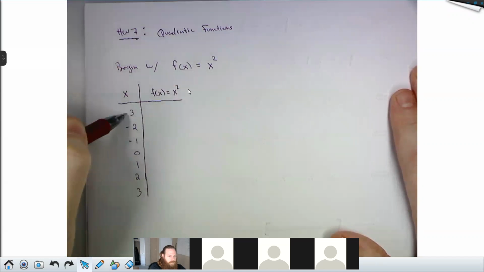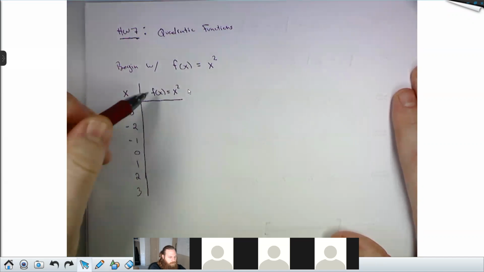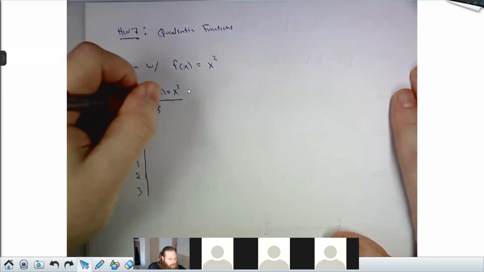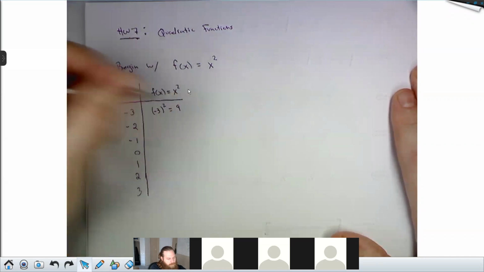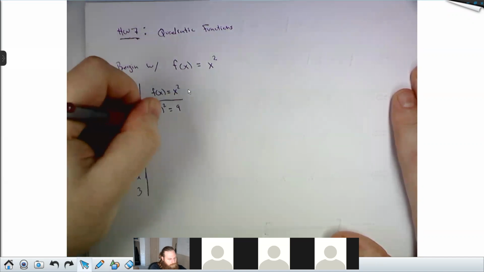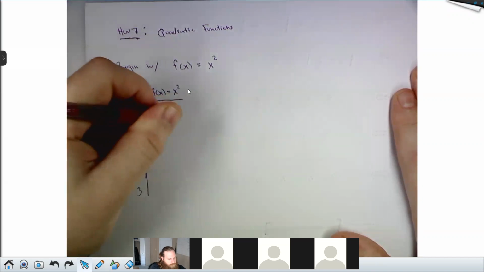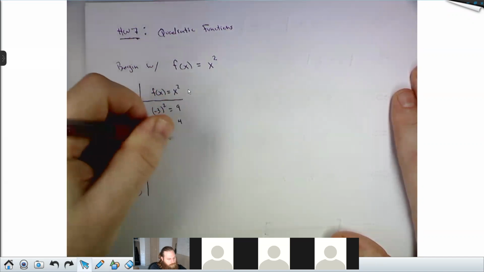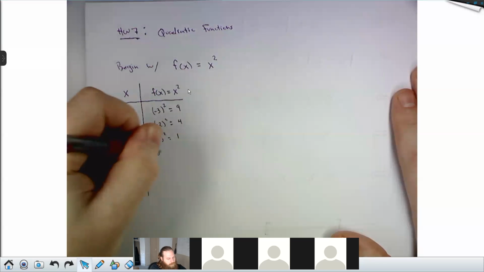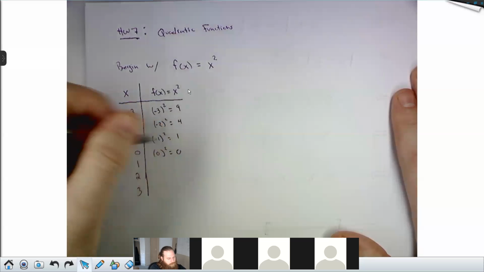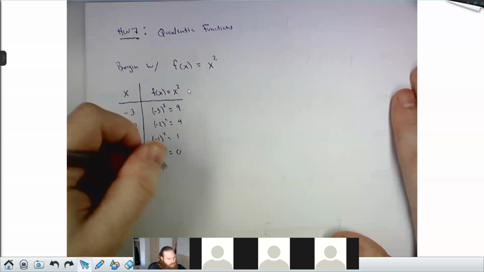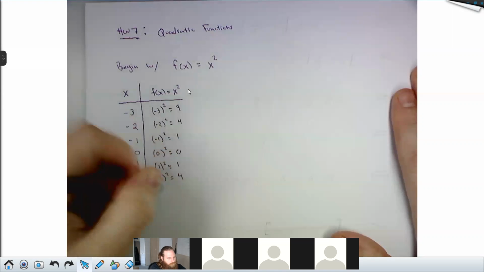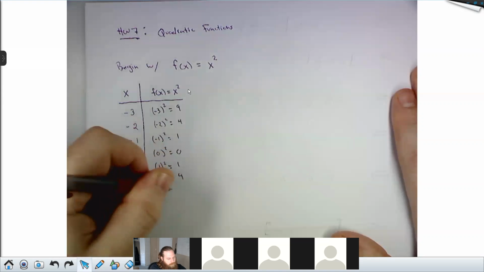If I feed this function -3 as an input, f of -3 is -3 squared, which is +9. If I feed it -2, f of -2 is -2 squared, which is +4. If I feed it -1, -1 squared is +1. If I feed it 0, the square of 0 is 0. If I feed it 1, the square of 1 is 1. If I feed it 2, the square of 2 is 4. If I feed it 3, the square of 3 is 9.